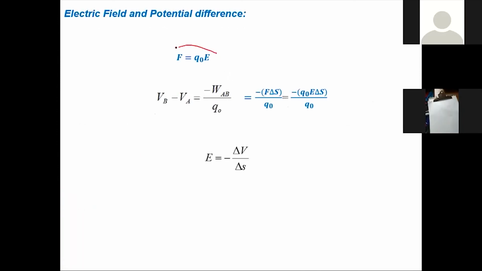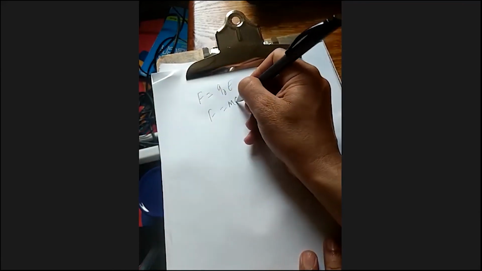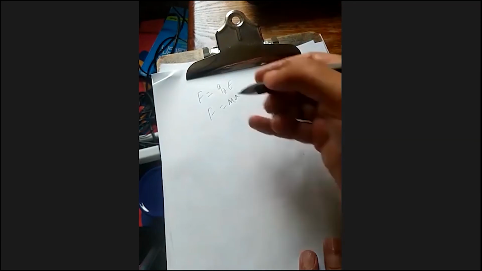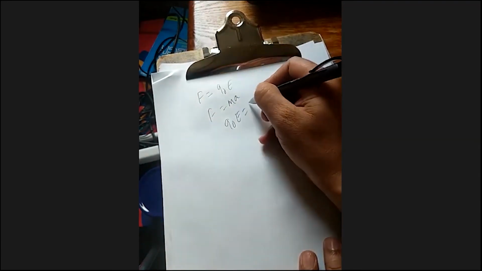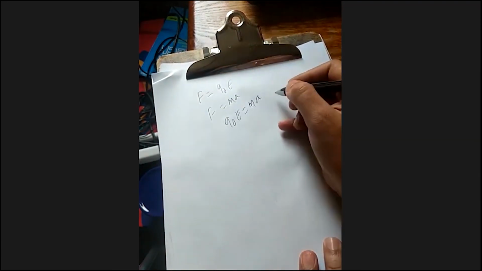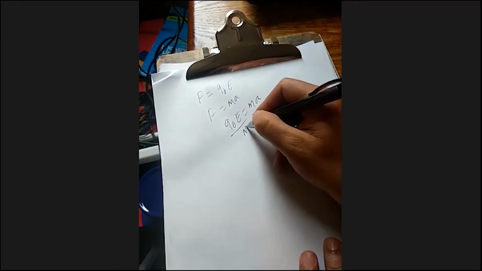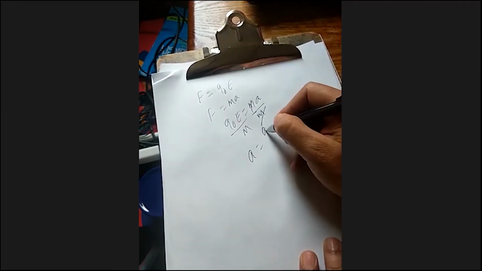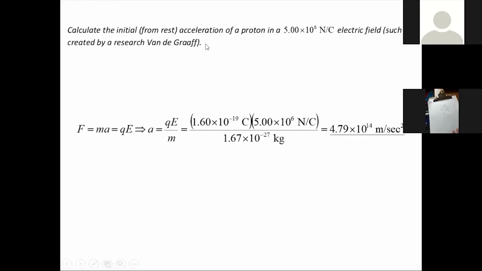This is my force, right? This is your force. F equals Q0 times E. Just to remind you, force is QE and also force is MA, right? So they're the same. So Q0E equals MA. We are supposed to find the acceleration, so divide by M. The acceleration is Q0E divided by M. That's your A.